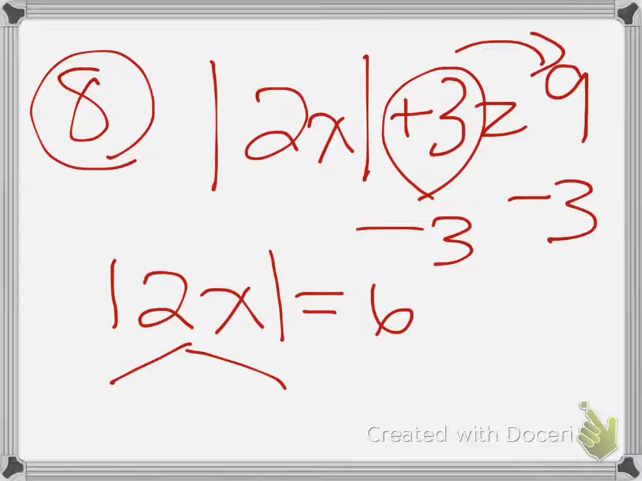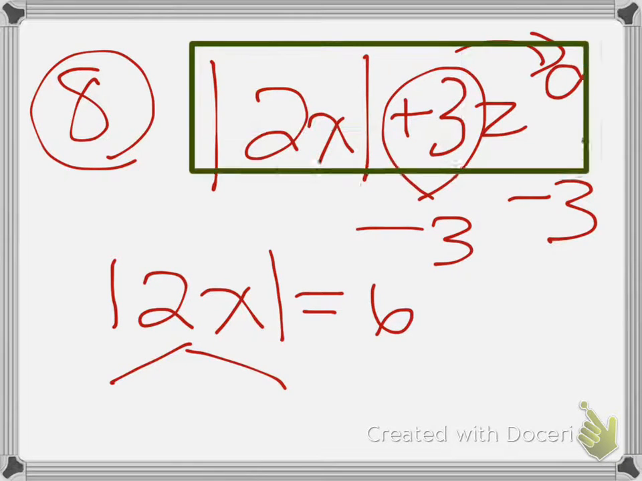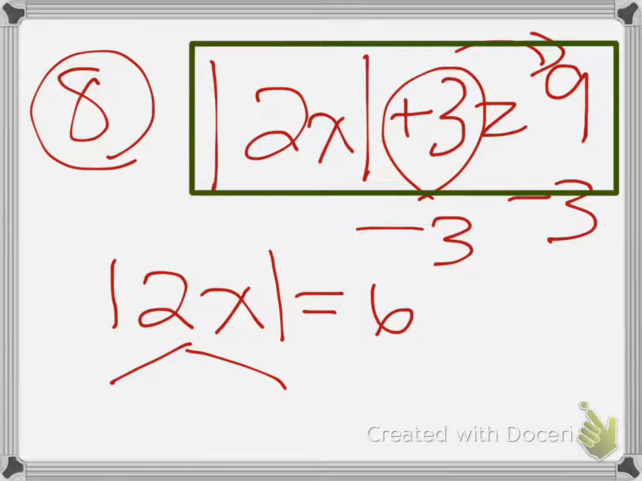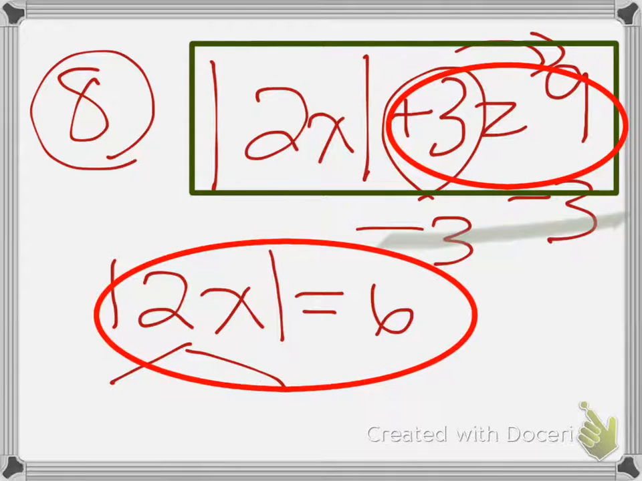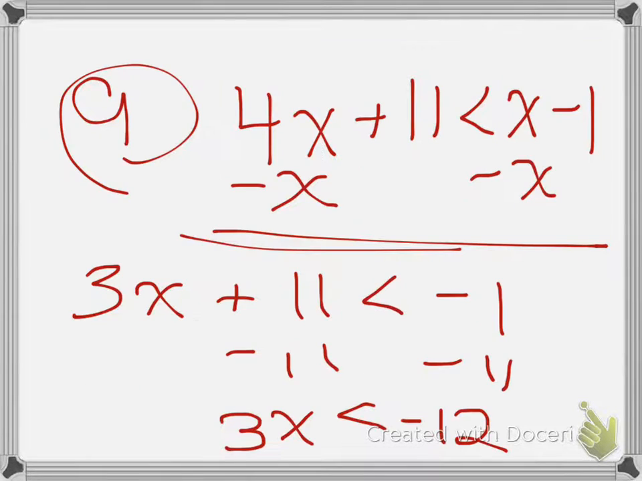On number 8, I want to just remind you that before you start the problem, and here's the original problem, you need to get this plus 3 over to the other side by the 9. So that's why I subtracted 3 here to both sides. And then I got 2x, the absolute value of 2x is equal to 6. You then break it up into 2x is equal to 6 and 2x is equal to negative 6.